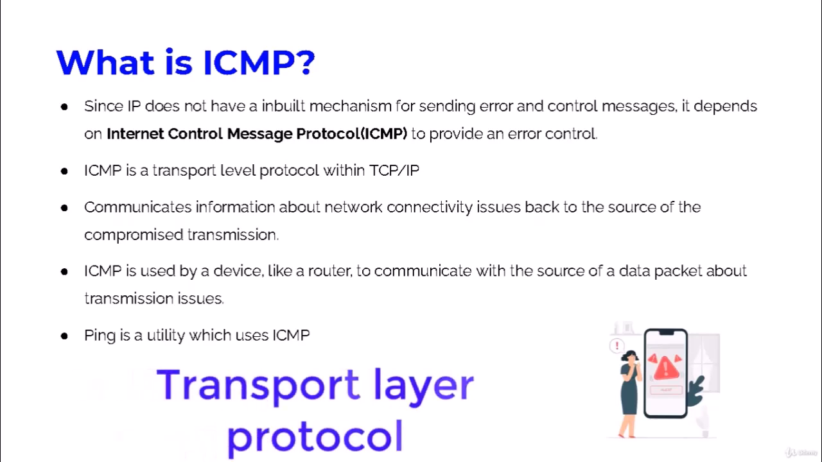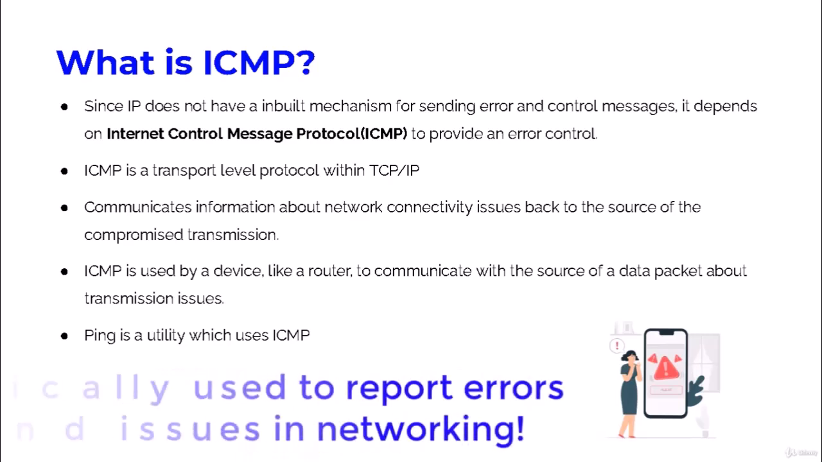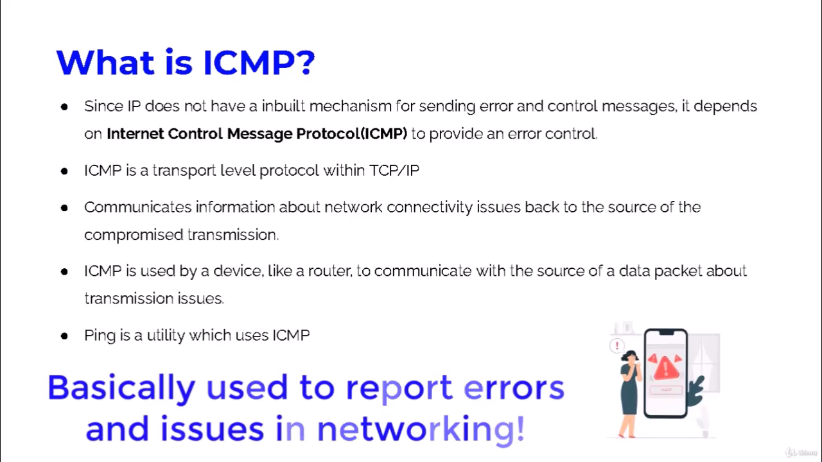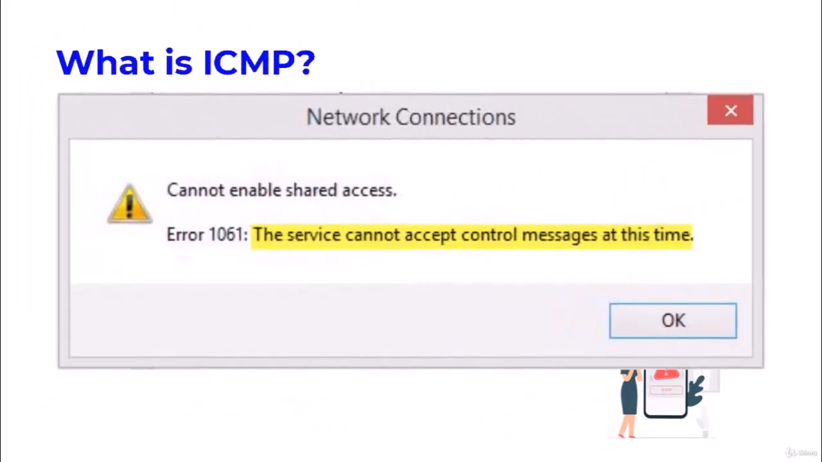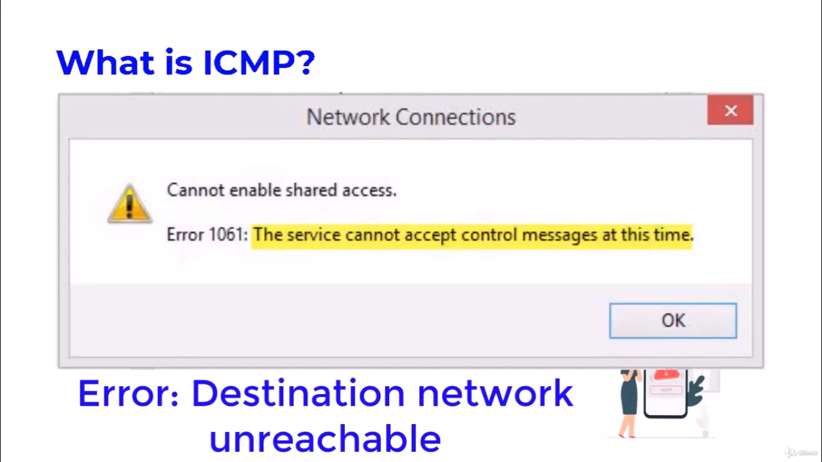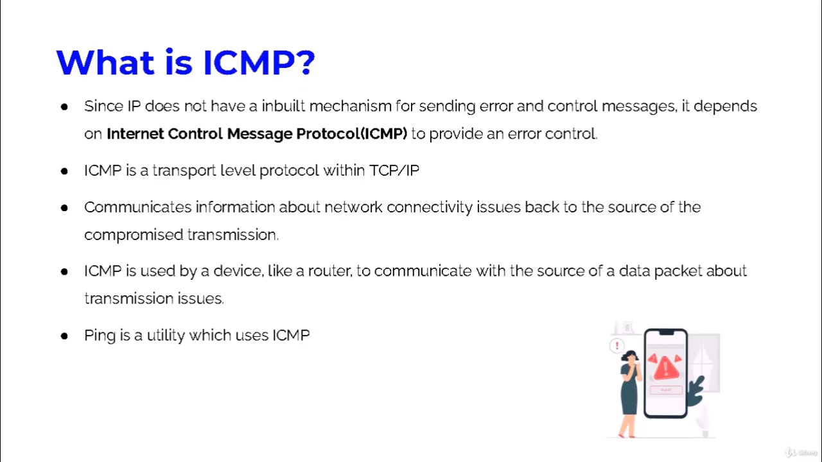What is ICMP? ICMP is a transport level protocol within the TCP/IP model which communicates information about network connectivity issues back to the source of the compromised transmission. It sends control messages such as destination network unreachable, source route failed, and source quench. It uses a data packet structure with an 8-byte header and variable size data section.